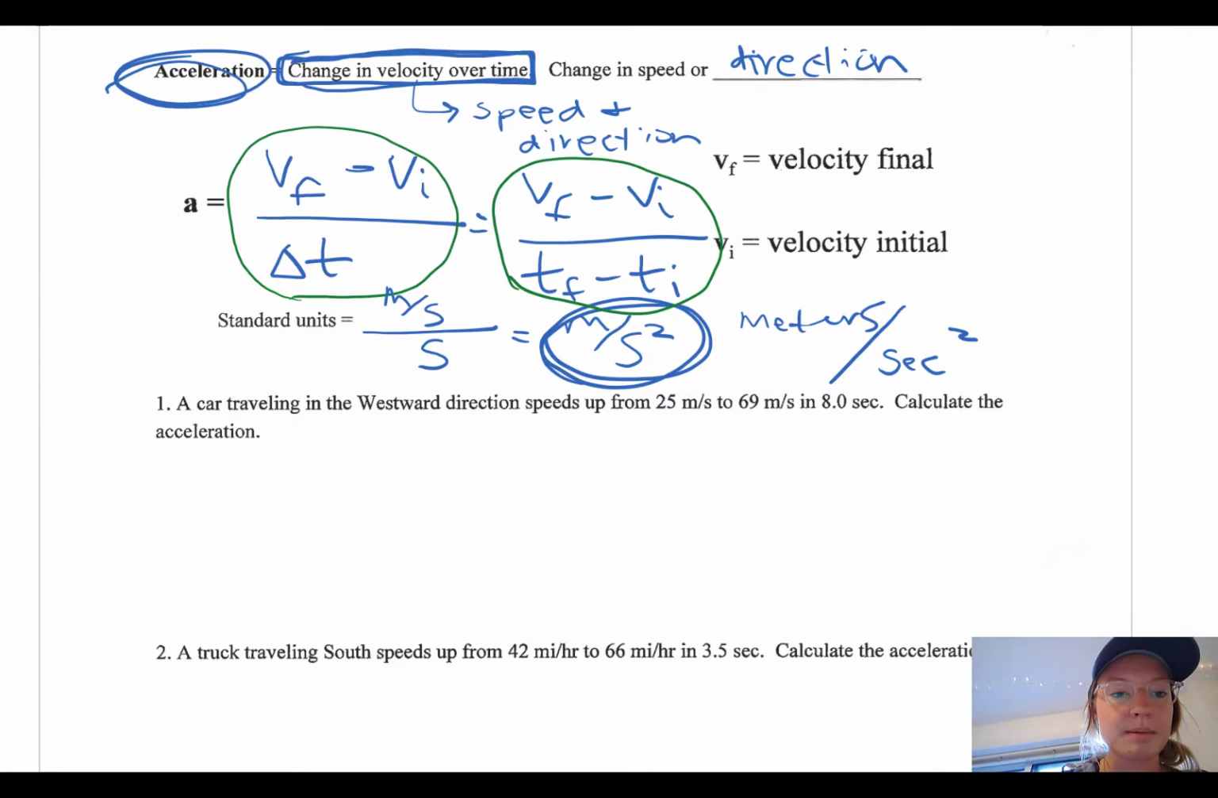Okay, let's do some practice problems. A car traveling in the westward direction speeds up from 25 meters per second to 69 meters per second in 8 seconds. Calculate the acceleration.